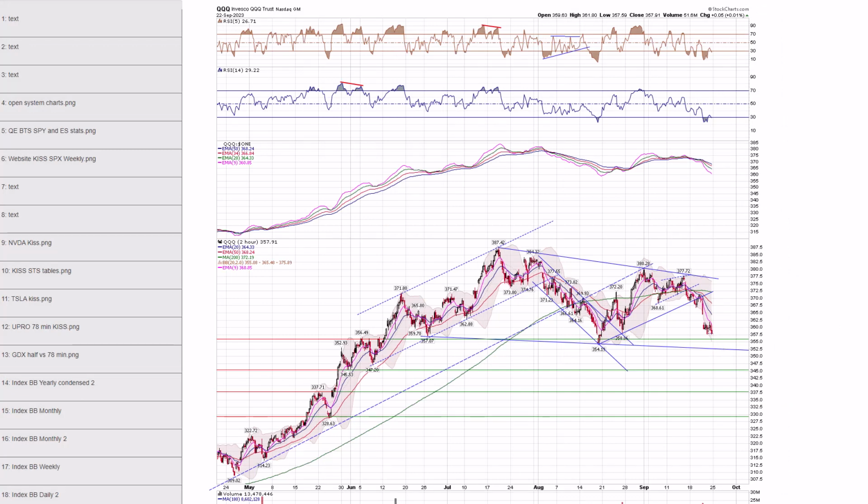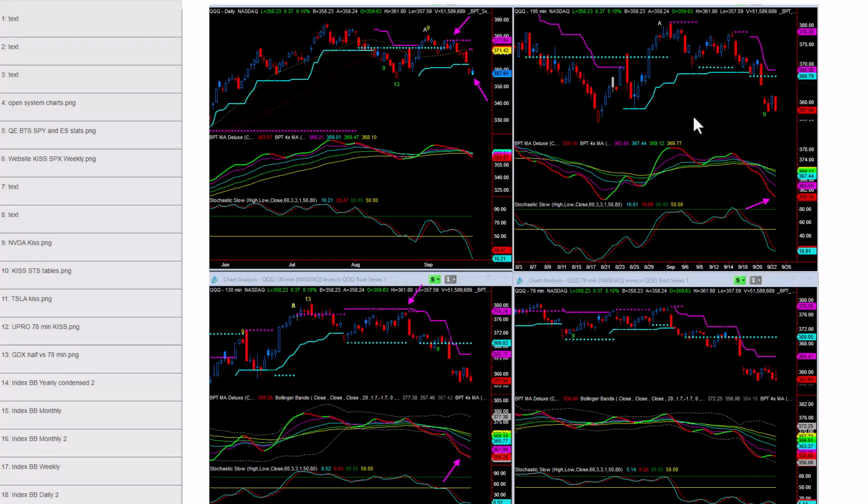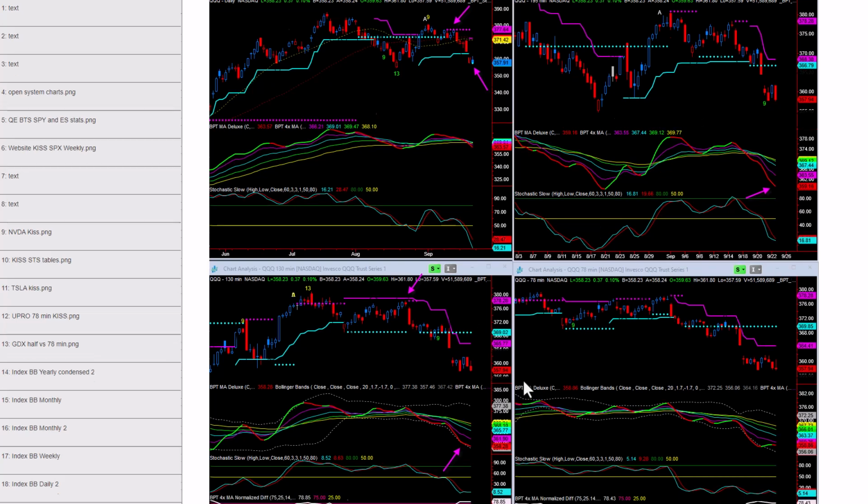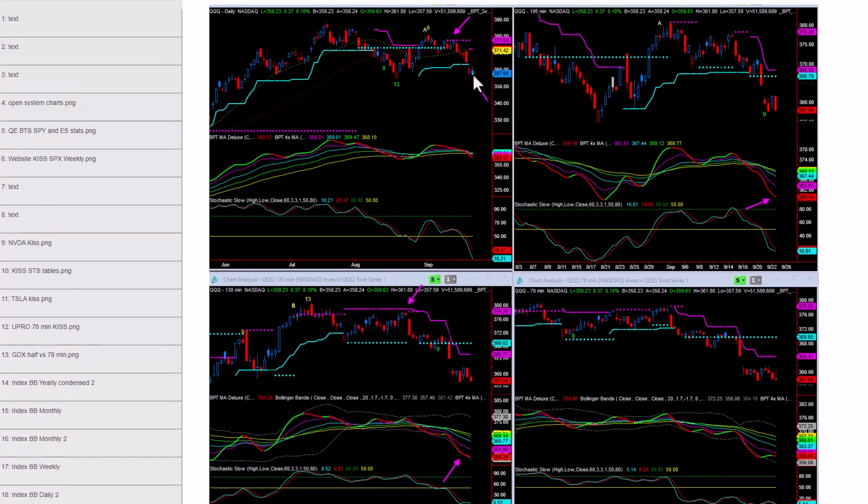Chart 39, here's the 4 time frames that we like to follow. Again, very similar look to the S&P. You have a support cycle here on Friday. We're quite stretched oversold on these lower time frames. The moving average ribbons are pretty wide.